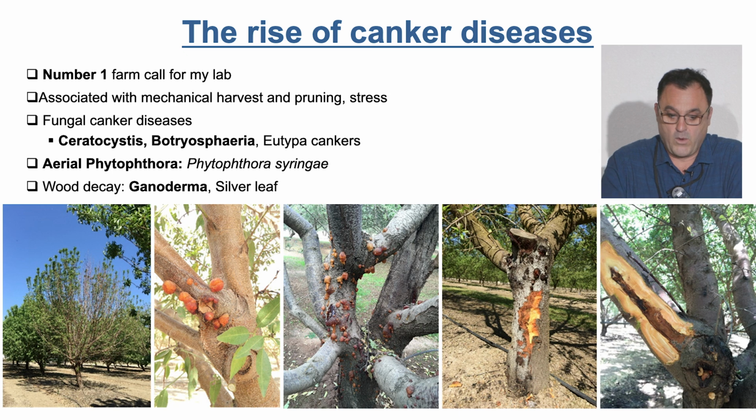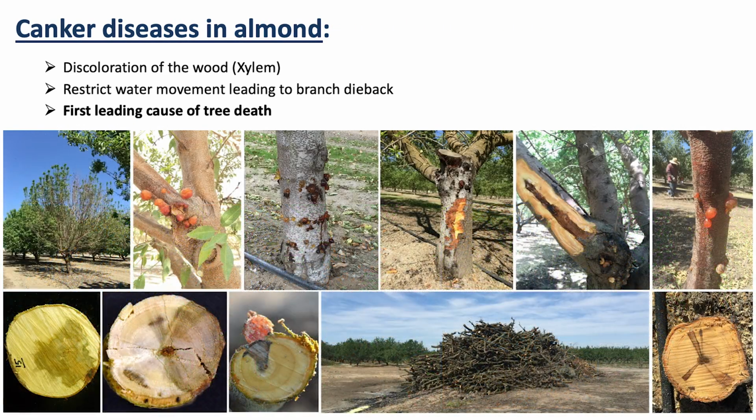Again, when we talk canker disease, usually we are mentioning those diseases that affect the trunk, the large limbs and scaffolds. They cause discoloration in the wood. They cause profuse gumming. But in general, they are the first leading cause of tree death, right? So canker disease in a young orchard is bad news. A tree most likely will die, and then all the effort of trying to establish an orchard becomes vain, right?